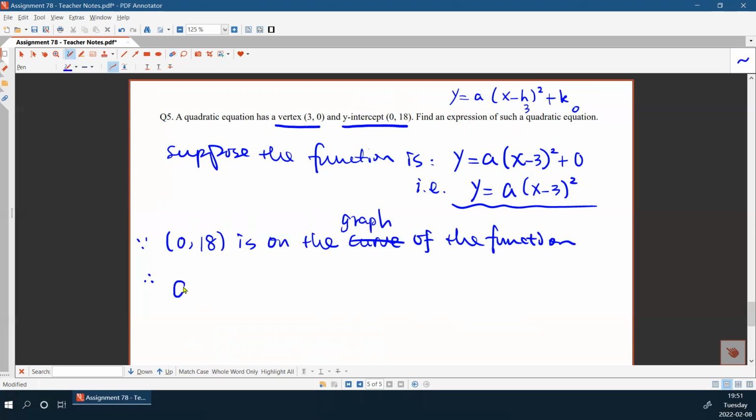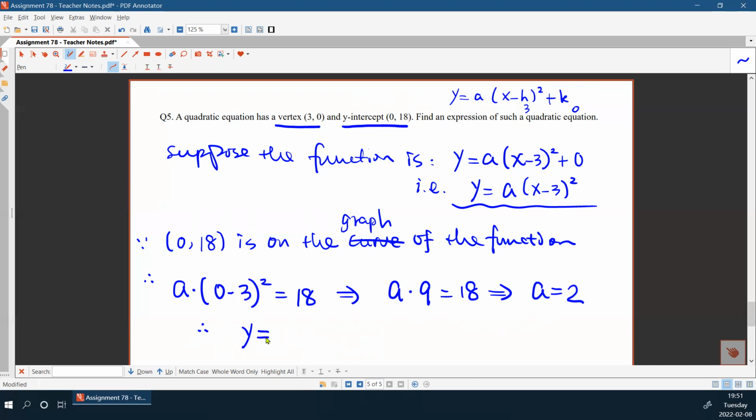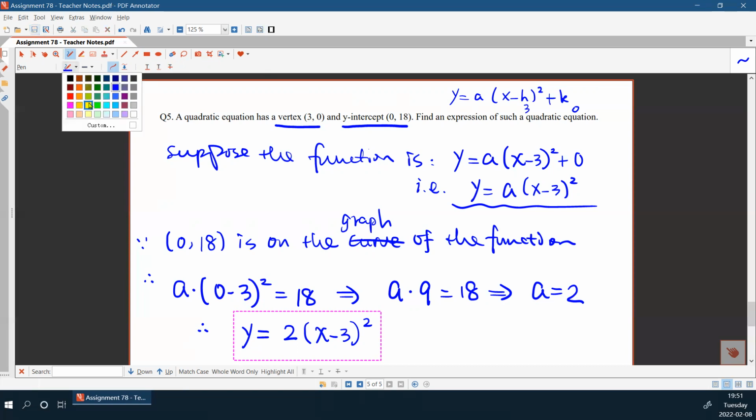When x is 0, that means a times 0 minus 3 squared is 18, right? Y is 18. Okay, so that means a times 3 squared, which is 9a, is 18. So a is solved to be 2, right? And therefore the expression is y equals 2 times x minus 3 squared. And this is our expression. Okay, have a look at this question and let me know if you are ready for the last question.